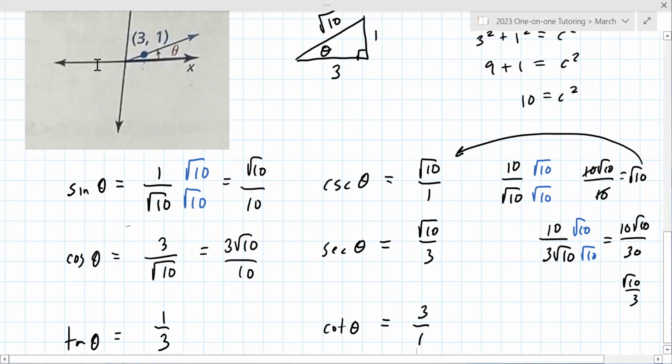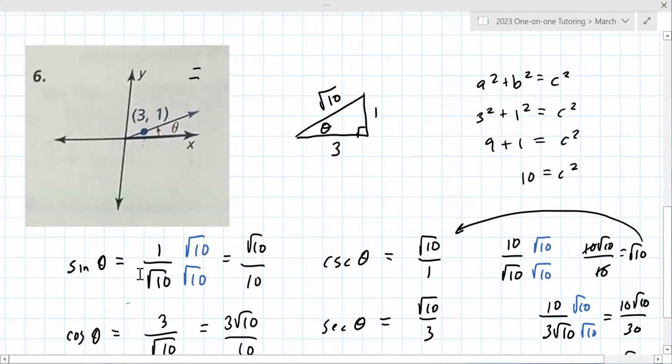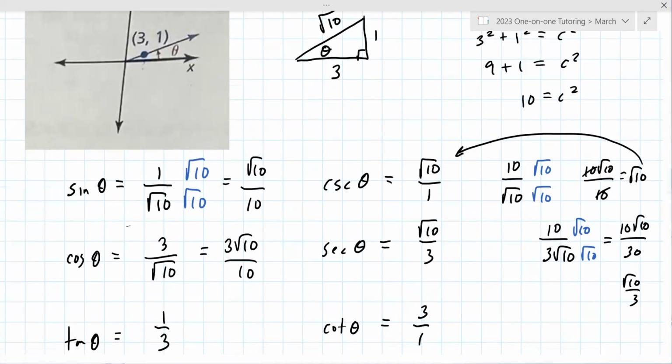So you're going to get a problem like this on a test or quiz. You have to be able to get all 3 sides of the triangle, write them all out, and rationalize if needed.